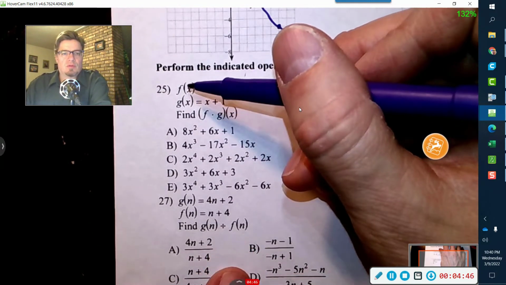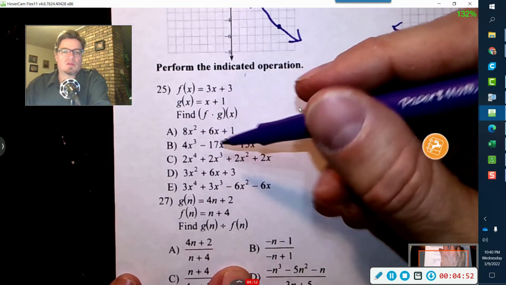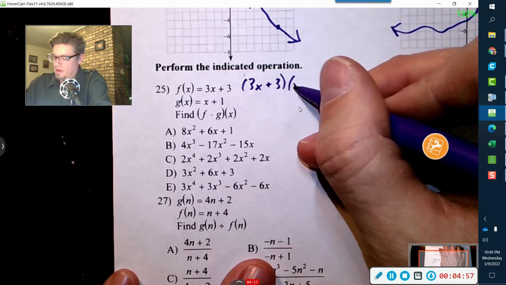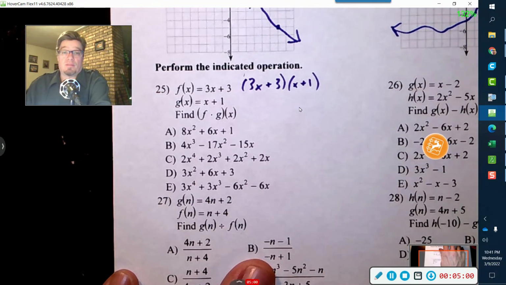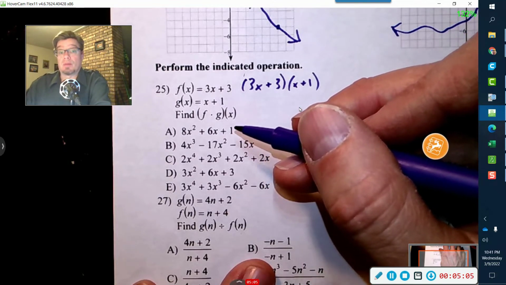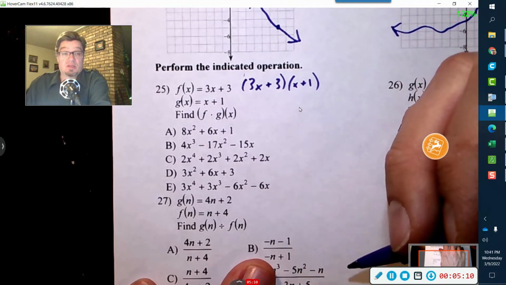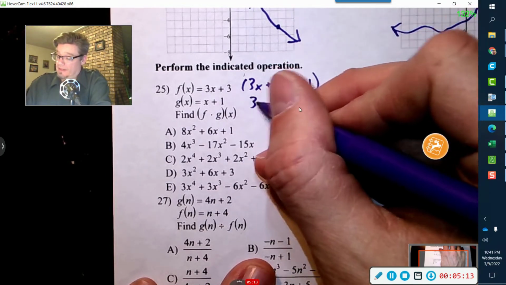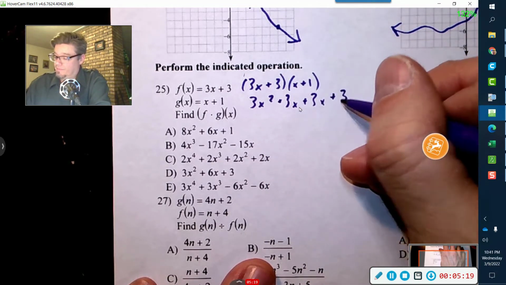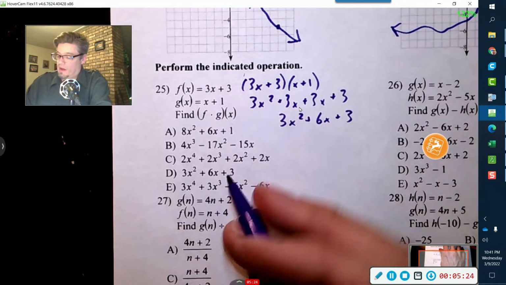Okay, 25. We've got two functions labeled f and g, and we want to find their product. So this means I simply take 3x plus 3 as f, x plus 1 as g, and multiply them. Now this x here means actually nothing because its input is x, but that was already given to us. It's no big deal at all. We're going to multiply these out. 3x squared plus 3x, and then 3x again, and then 3 times 1 is 3. So we've got 3x squared plus 6x plus 3, and that's d.